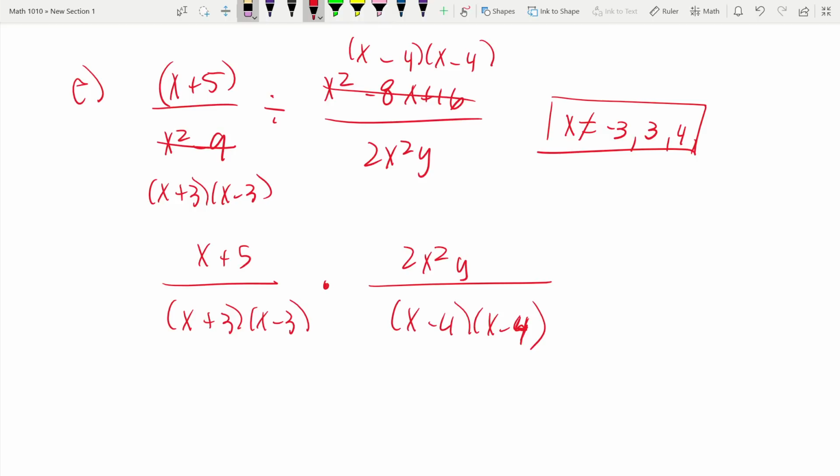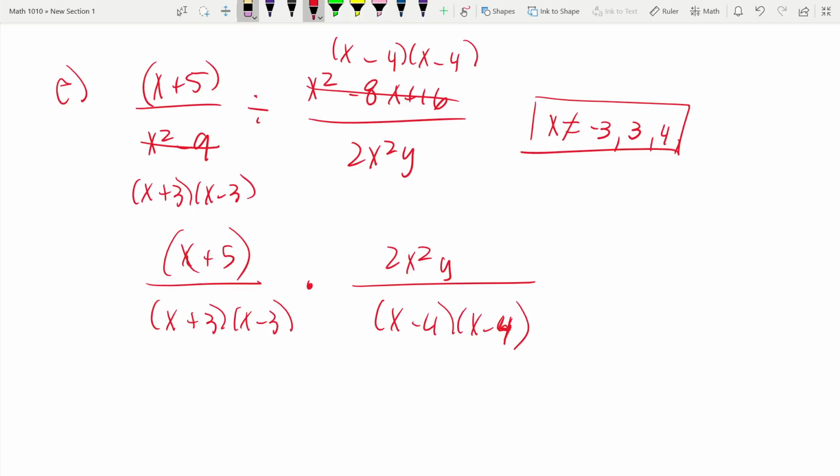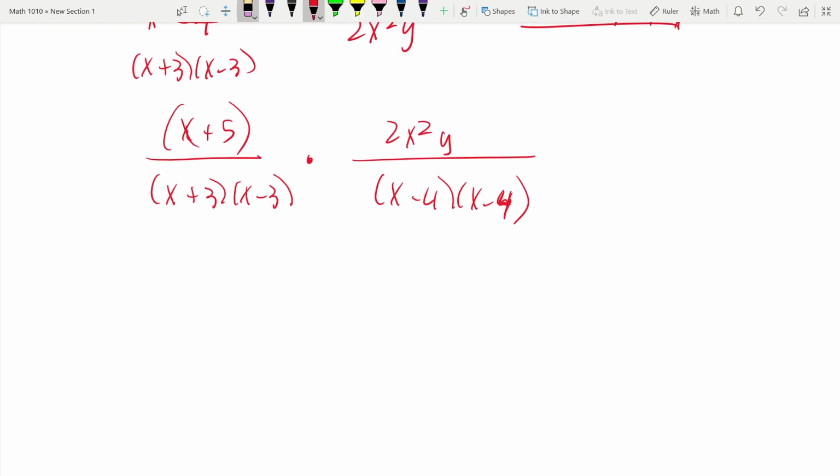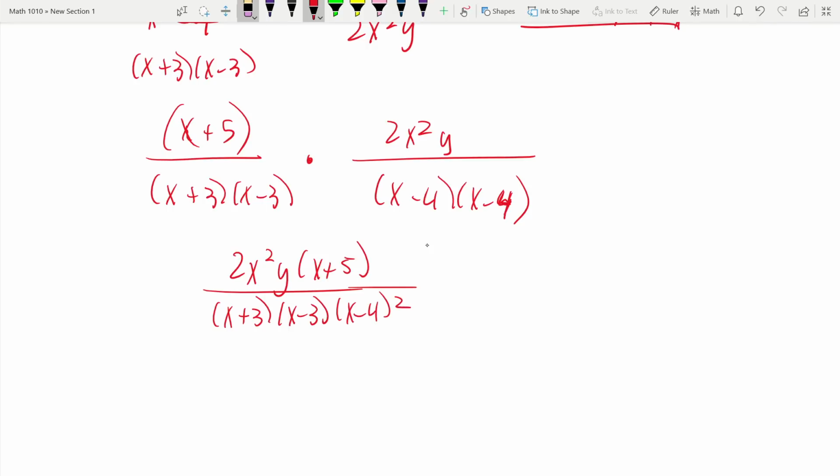Okay, nothing's going to cancel. Like literally nothing is going to cancel. So that's okay. Sometimes that happens. The x plus 5 is stuck together, so be careful with that. So you have 2x to the second y times x plus 5. On the bottom, you have x plus 3 times x minus 3. In your final answer, you could write it as x minus 4 times x minus 4 or x minus 4 squared, and that's your answer. Okay, that's it.